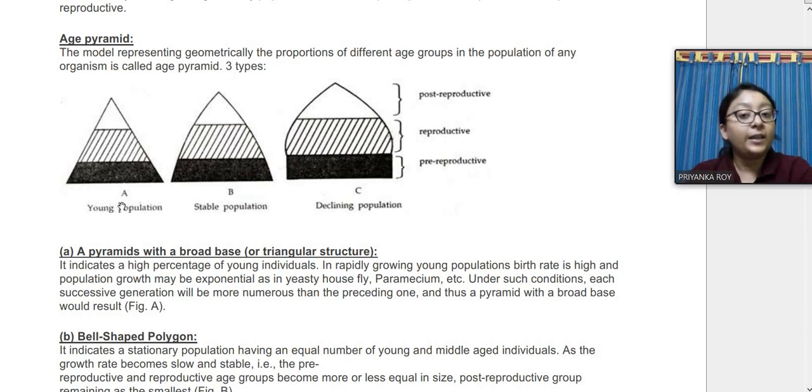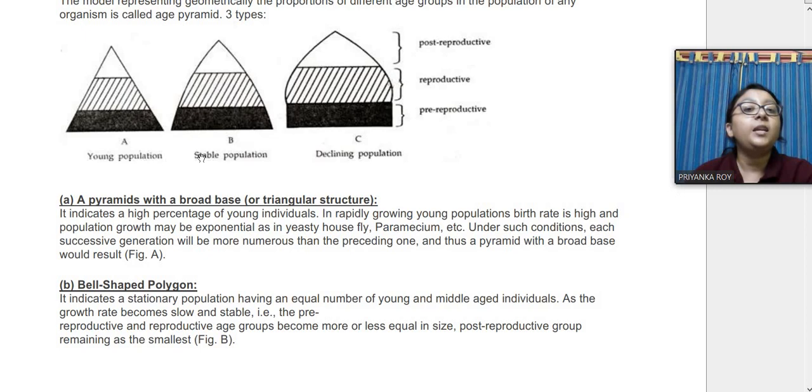If it is a triangle with a broad base, we understand that the pre-reproductive population is much higher. Therefore it is a young population or a growing population. And next, when we see a bell-shaped pyramid, it is known as a stable population because there is an equal number of young individuals and middle-aged individuals. Therefore, the growth rate is very stable.